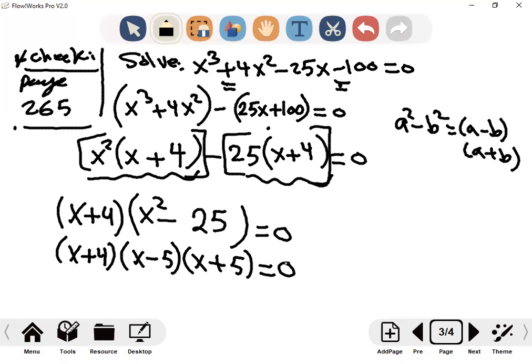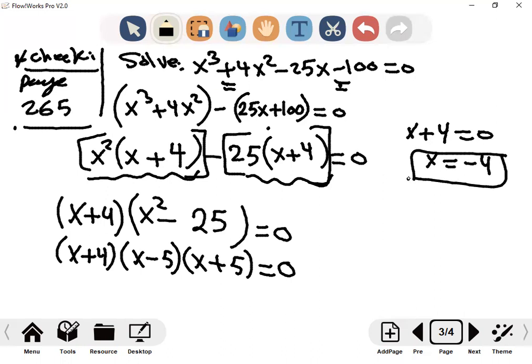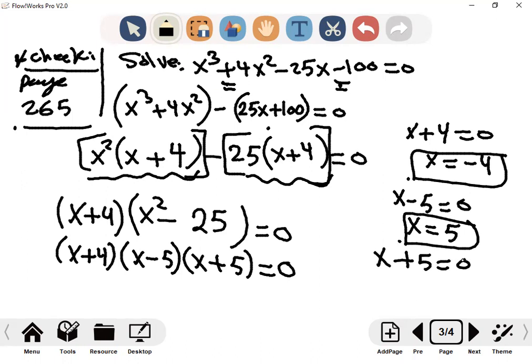Once you finish factoring, to find the answer, it's a very easy step. Take each parenthesis, put it equal 0, and find your answer. Okay? So here, take the first parenthesis. Normally, x plus 4 equals 0. So x equals negative 4. This is the first solution. X minus 5 equals 0. X equals 5. And the last one, x plus 5 equals 0. So x equals minus 5.